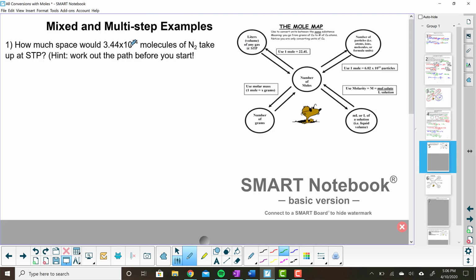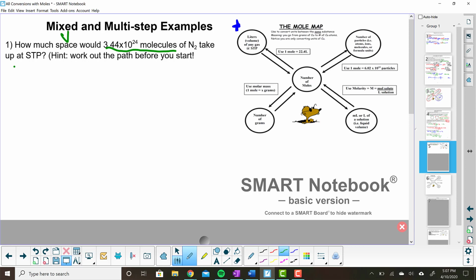When I've got multi-step problems and when I've got all sorts of things mixed up together, this mole map is going to become super useful because you can use it to plan out how you're going to get where you want to get. So in this first example, it says how much space, and when it says space, we should think volume, okay? How much space would 3.44 times 10 to the 24th molecules take up at STP?